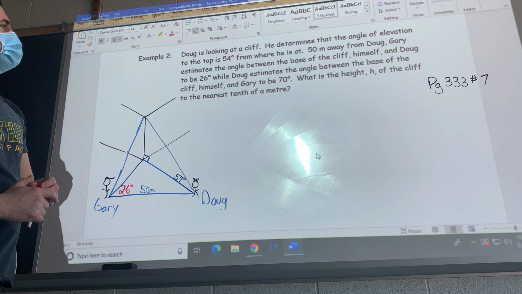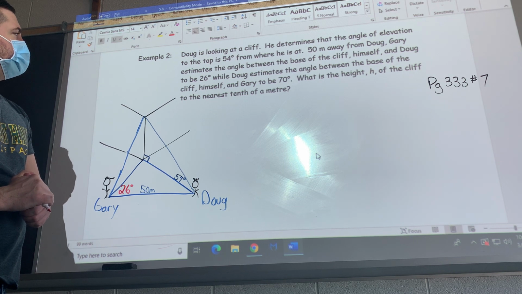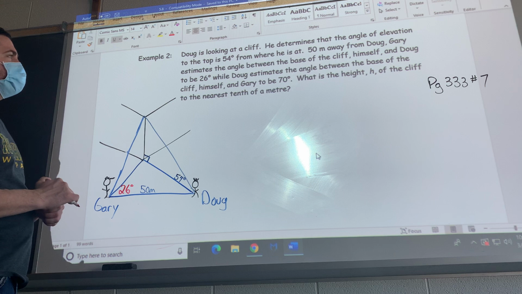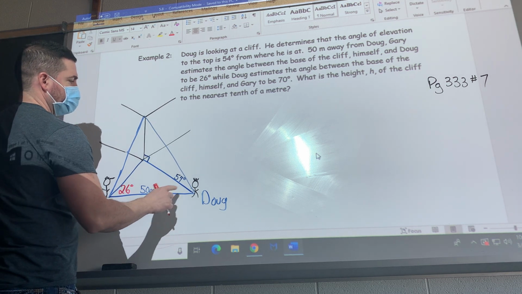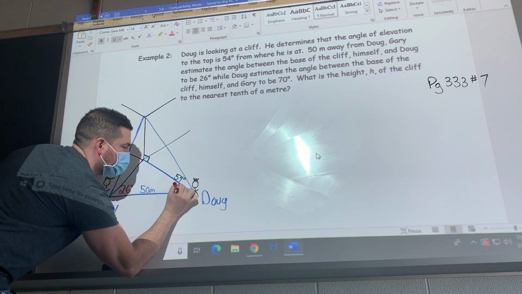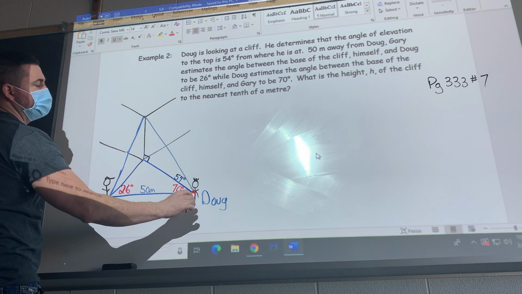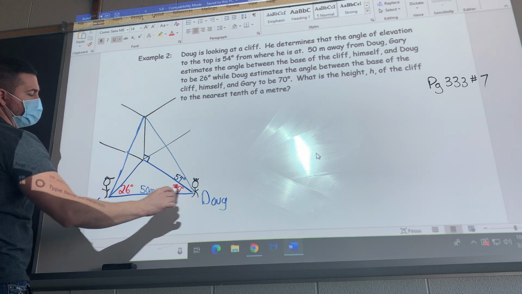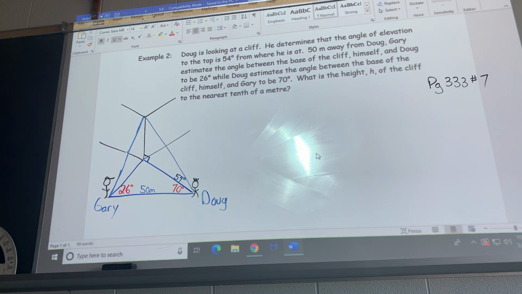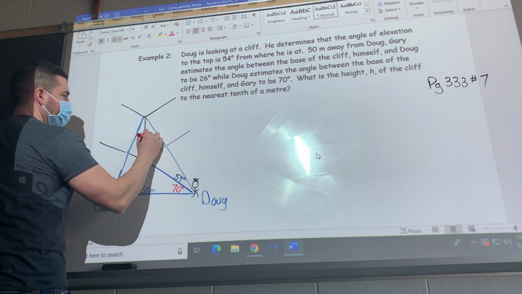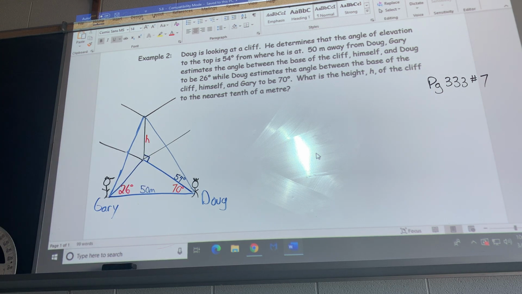While Doug estimates the angle between the base of the cliff, himself and Gary, to be 70 degrees. Okay, so this is 70 degrees, between the cliff, himself, and Gary. Ooh, the wording's tough on these, right? All right, so what is the height of the cliff? Okay, so that's what we're looking for.